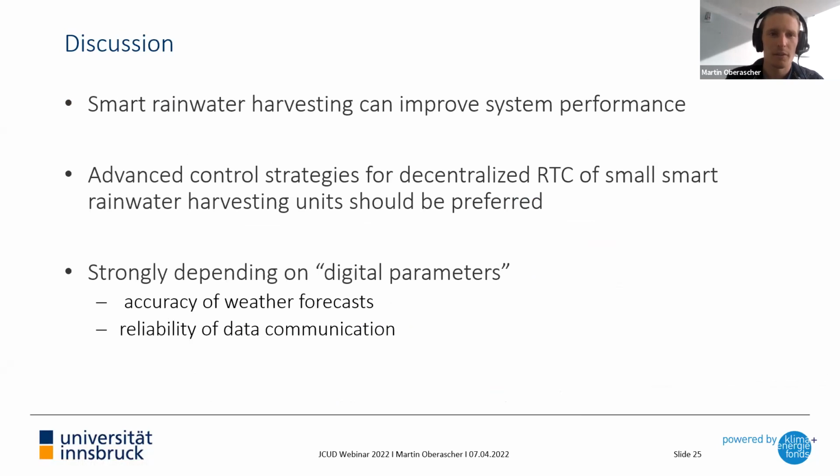To conclude my presentation, yes, smart rainwater harvesting can improve the integrated system performance, but at first, advanced control strategies should be preferred as they reduce the risk of artificial runoff waves and also CSO events, and the performance is also strongly depending on the digital parameters. In our case, we have the quality of the weather forecast and also the reliability of data communication, as these uncertainties can reduce the performance increases compared to the uncontrolled rain barrels.